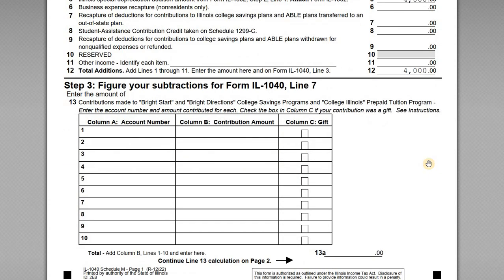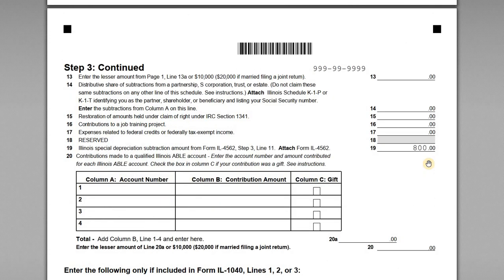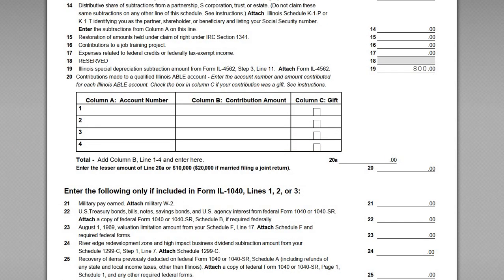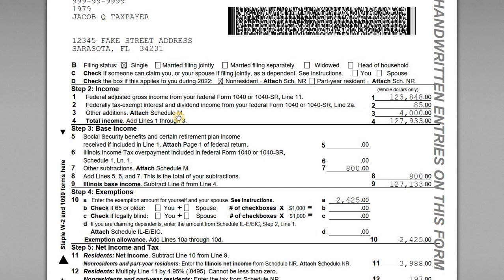And then now we go on to Step 3 to figure the subtractions. The depreciation adjustment subtraction is listed down here on line 19. So we have the special depreciation subtraction from 4562. So we've got the $800 figure there. And then now those ultimately flow back up to the 1040. So if we look at the 1040 here, we can see other additions from Schedule M, other subtractions from Schedule M, so there's our amount.